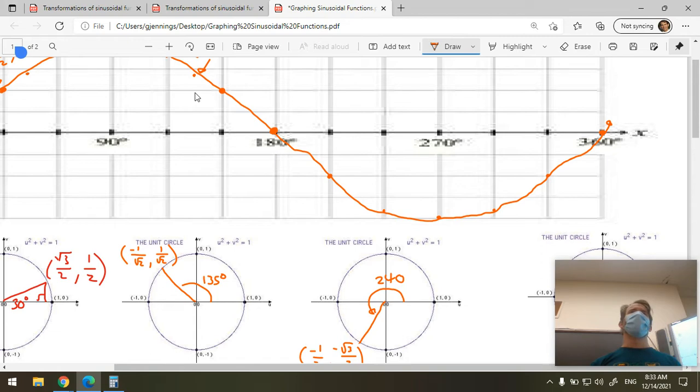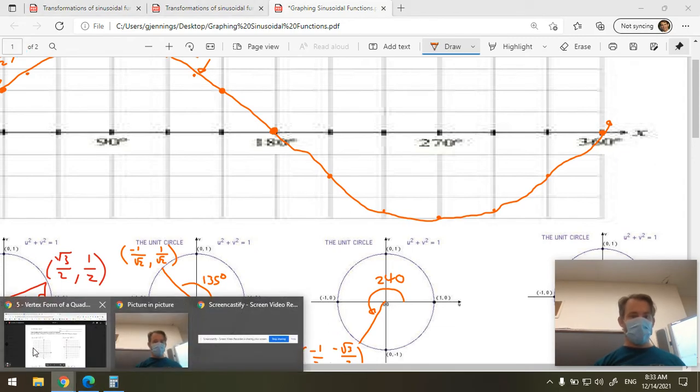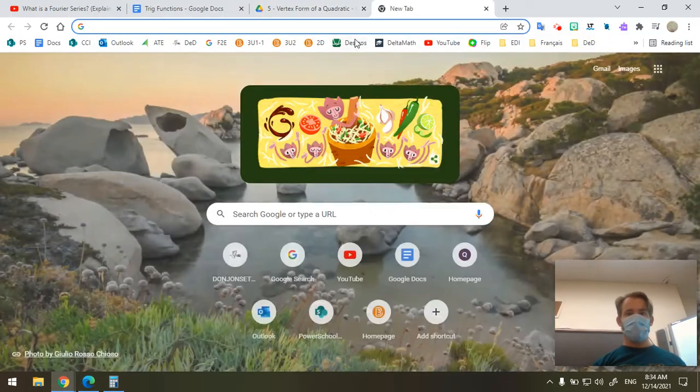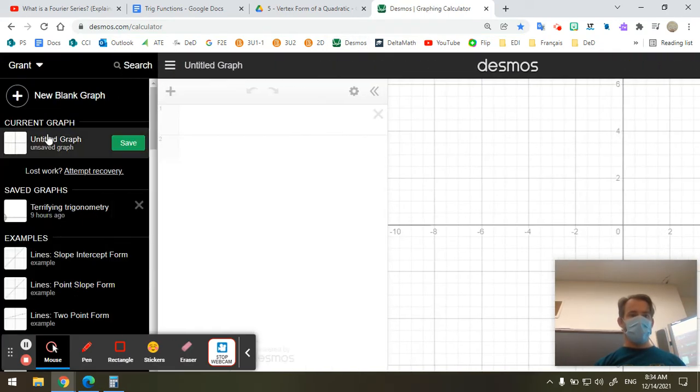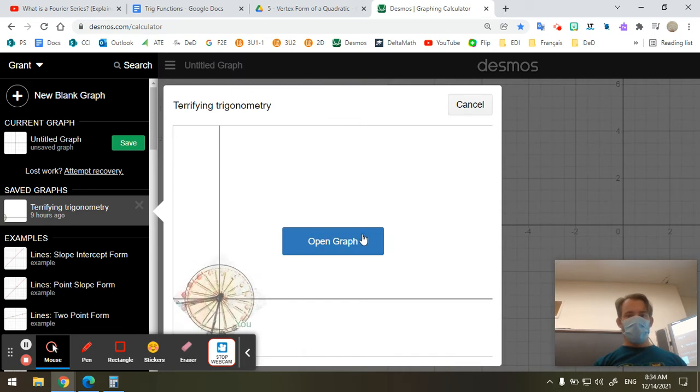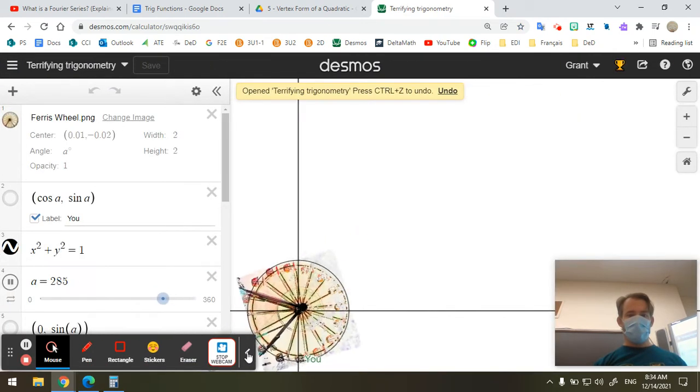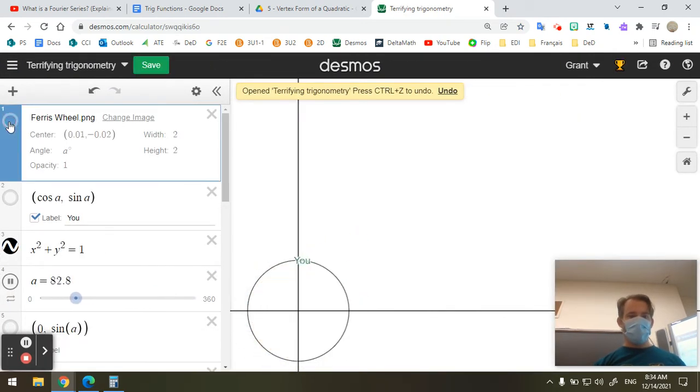Kind of. Okay. Our input is the angle. As we rotate that arm around the unit circle, our output for this case is sine. And sine will be the value of the y of that circle. If I show you again my terrifying trigonometry graph in Desmos, and I show you this point here, let's open this one. Okay, we'll turn off the Ferris wheel itself.